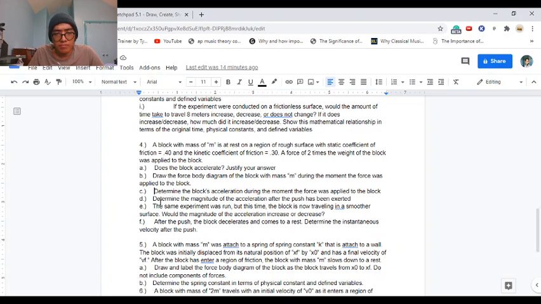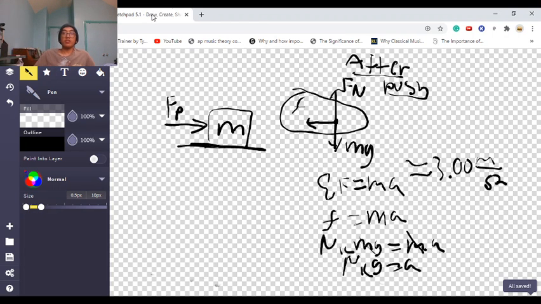Now, we go on to the letter E. It states that the same experiment was run, but this time the block is now traveling on a smoother surface. Would the magnitude of the acceleration increase or decrease? Okay, so a little bit of insight towards frictional force. The rougher the surface, right? Rough.